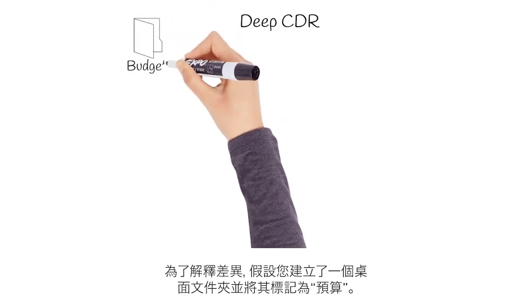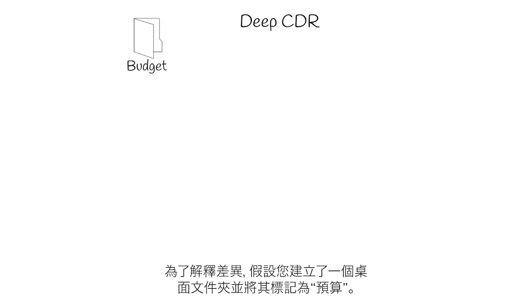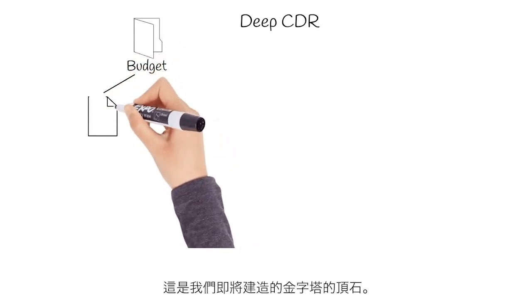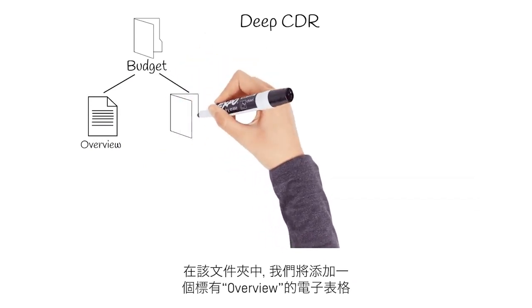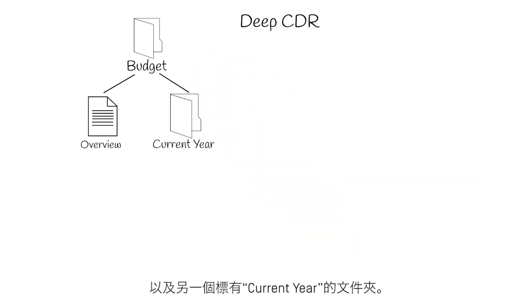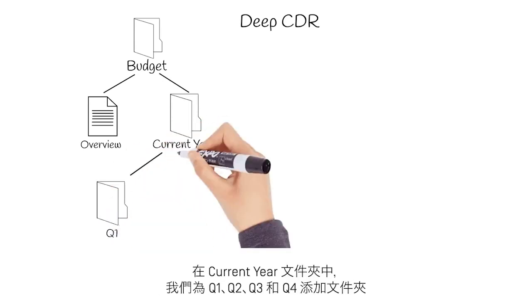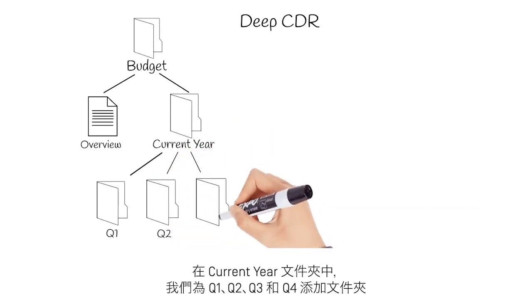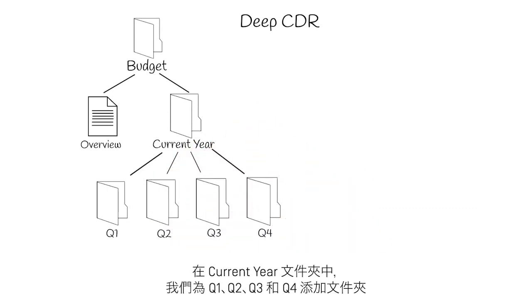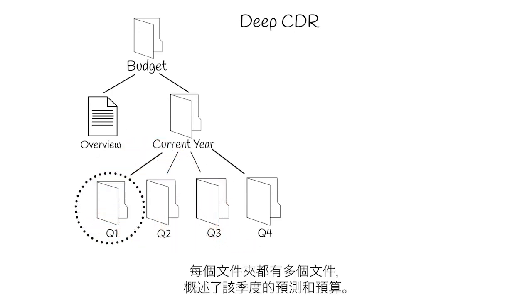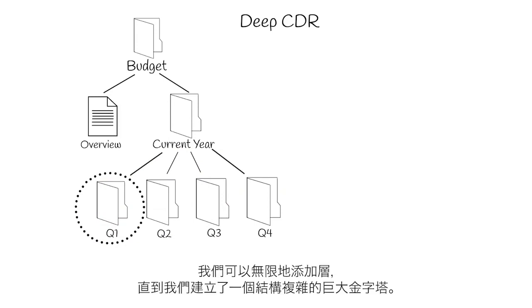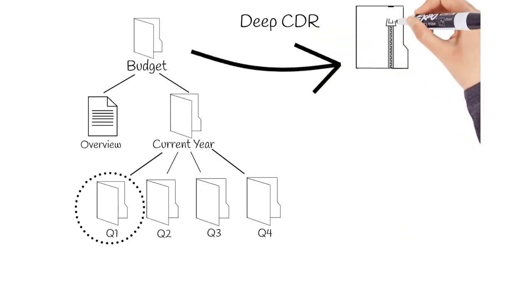To explain the difference, say you create a desktop folder and label it Budget. This is the capstone of a pyramid we're about to construct. In that folder, we're going to add a spreadsheet labeled Overview and another folder labeled Current Year. These two constitute the next level of our pyramid. In the Current Year folder, we add folders for Q1, Q2, Q3, and Q4, our next level down in the pyramid. Each folder gets multiple files that outline forecasts and budgets for that quarter. We can add layers indefinitely until we have built a huge pyramid with a complex structure.